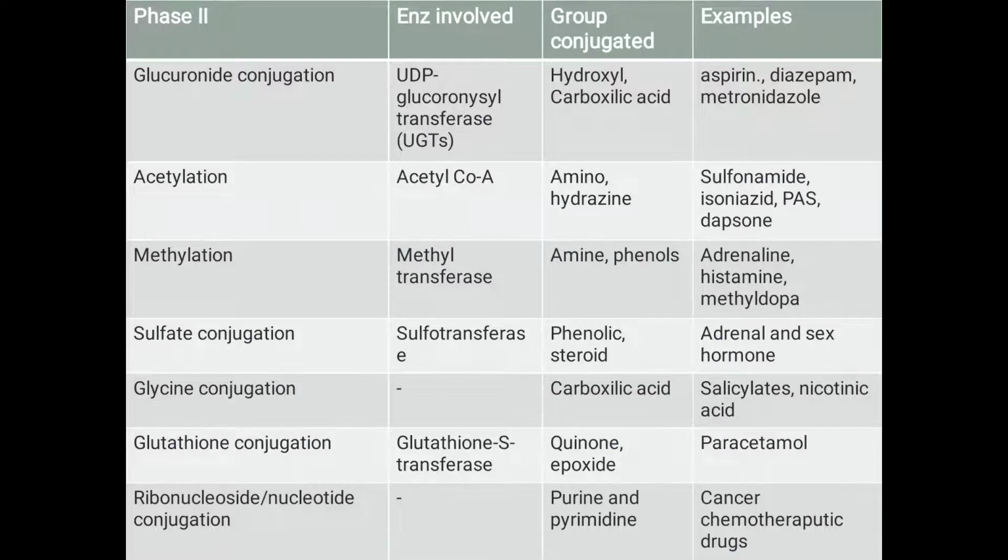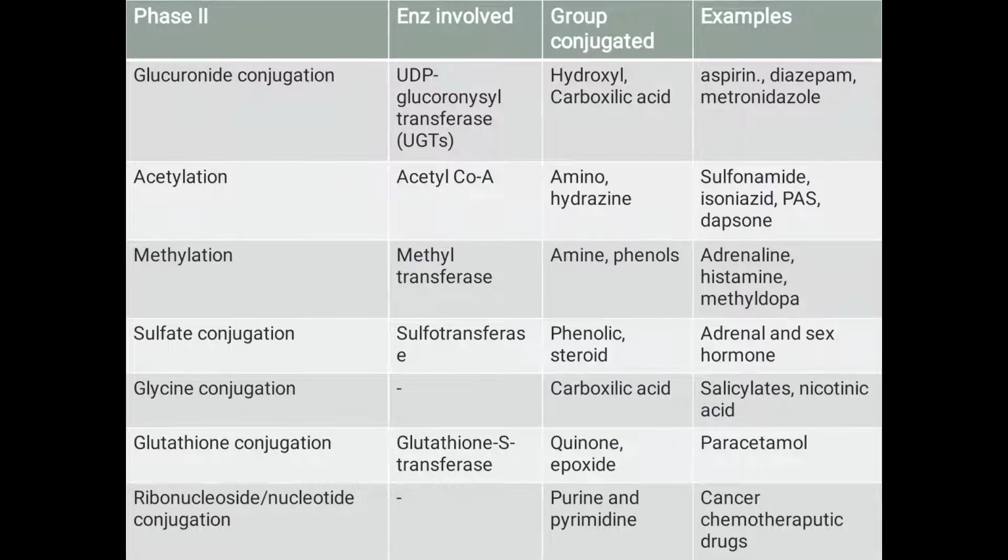Sulfate conjugation. The enzyme responsible for this is sulfotransferase. The groups conjugated are phenolic and steroid, and the drugs metabolized by sulfate conjugation are adrenal and sex hormones. Glycine conjugation. The group conjugated is carboxylic acid, and examples of drugs are salicylate and nicotinic acid.